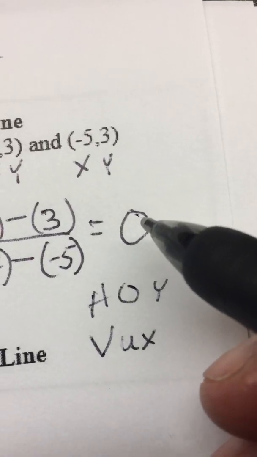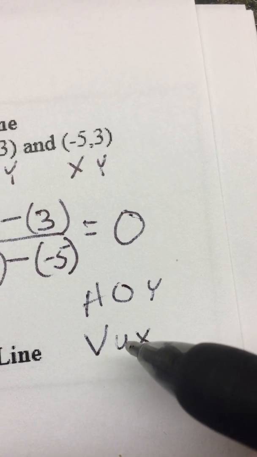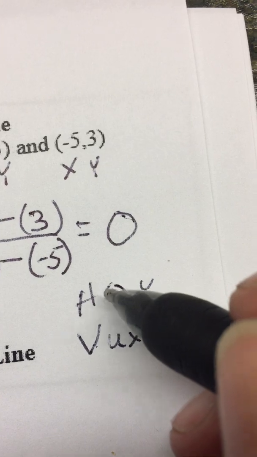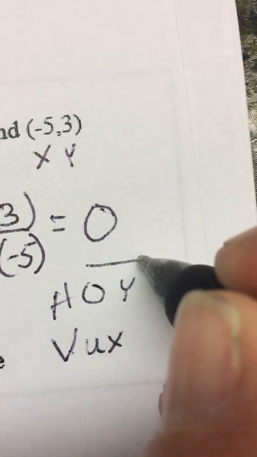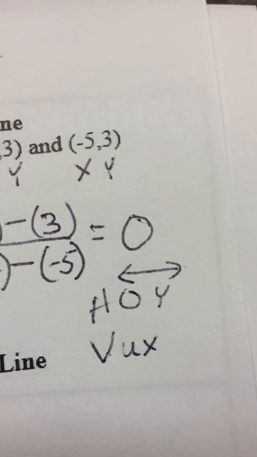Now, this has got an O in it. So the HOI is the one that has the O in it. It's not VUX. This would have been an undefined slope. And if it was undefined slope, it would have been a vertical line. But this is HOI, so this is a horizontal line, and it looks like the horizon, so it looks like this. They didn't ask for that, but I just thought I'd throw that little tidbit in there just to remind you about HOI and VUX.